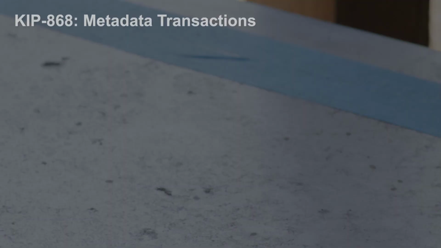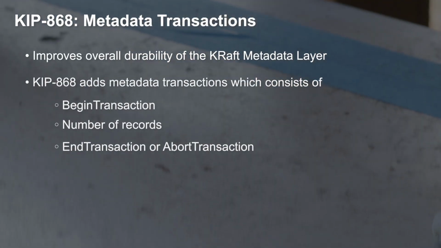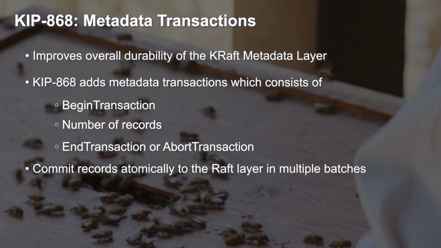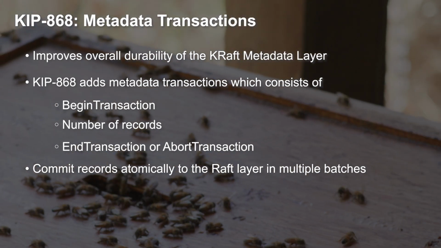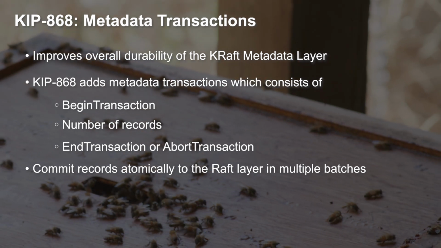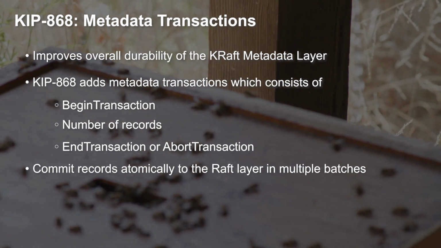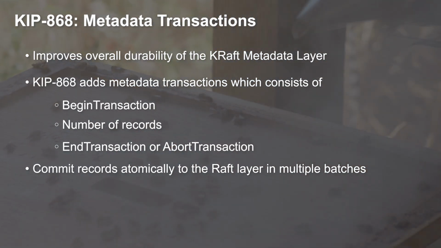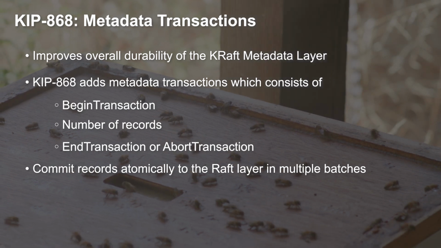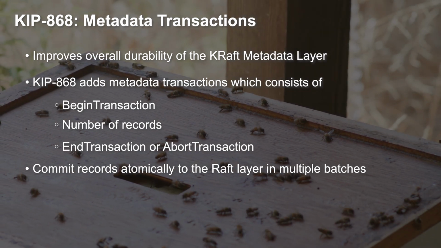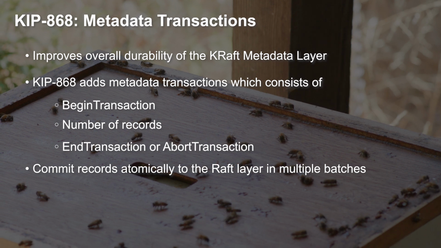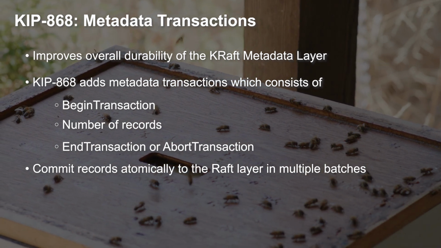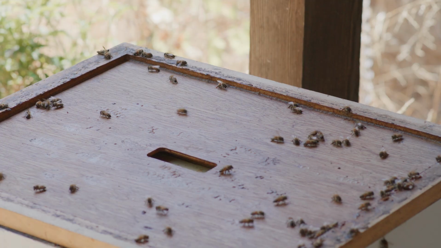Next, KIP 868 improves the durability of the KRaft layer by adding metadata transactions. KRaft uses record batches as a mechanism for atomicity. In the past, there was a limit to the fetch size on the Raft consensus layer, so the controller could generate a set of atomic records that exceeded this size, which isn't good. KIP 868 introduces marker records that allow larger sets of atomic records to be sent to the Raft consensus layer in multiple batches. This solution bypasses the fetch limit in a way that allows the KRaft controller to remain decoupled from the Raft implementation details.